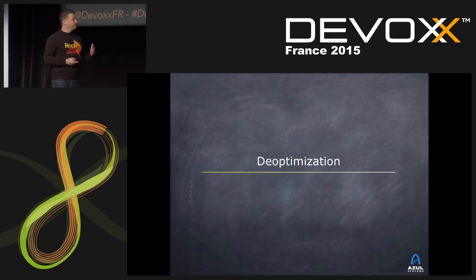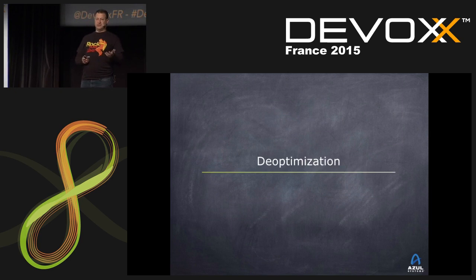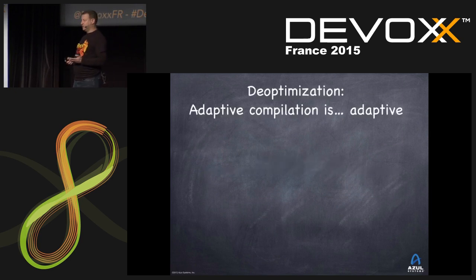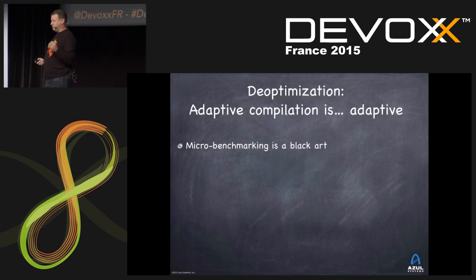Okay, so deoptimization is that mechanism for taking the speculative assumption away, right? If we're able to adapt, we can go faster if we're right, because we can revert back if we're wrong. Now, micro-benchmarking, as a lot of you know, is a black art.